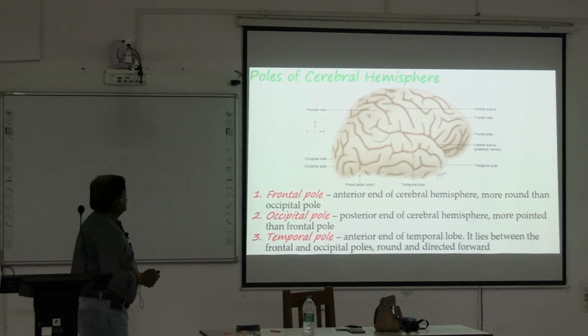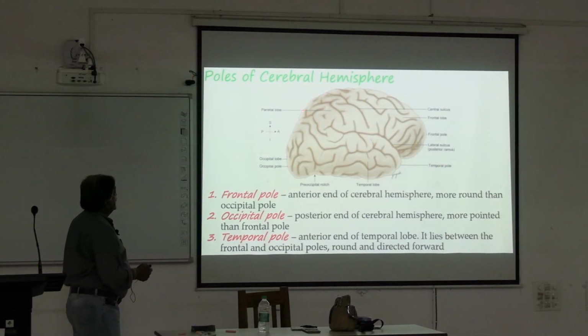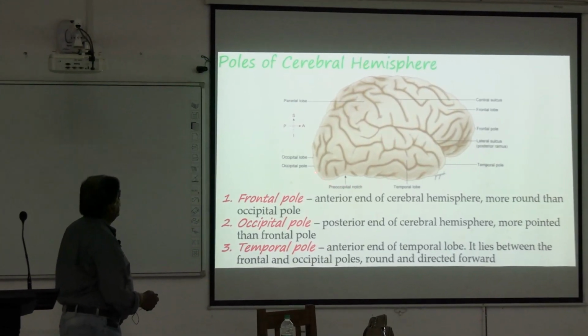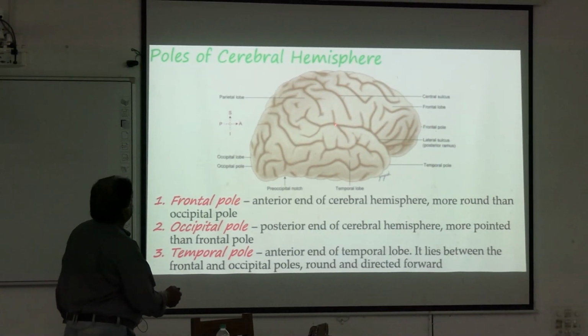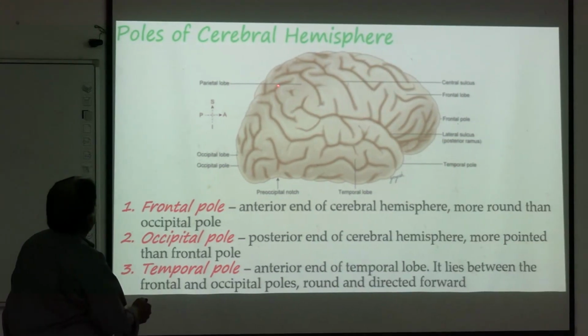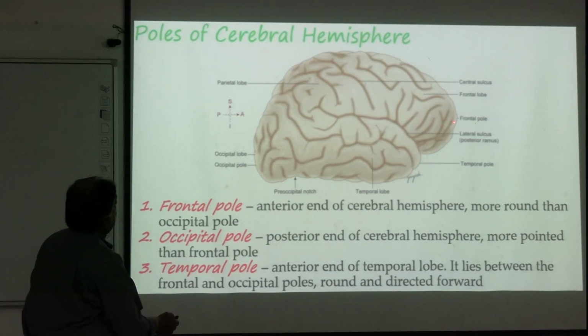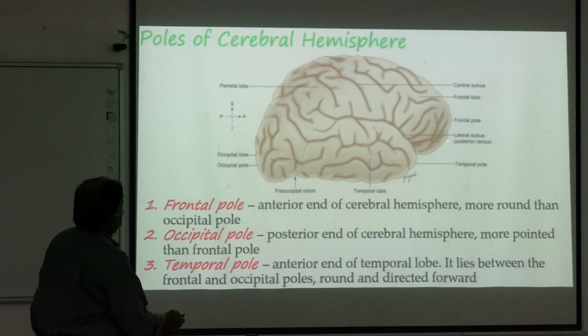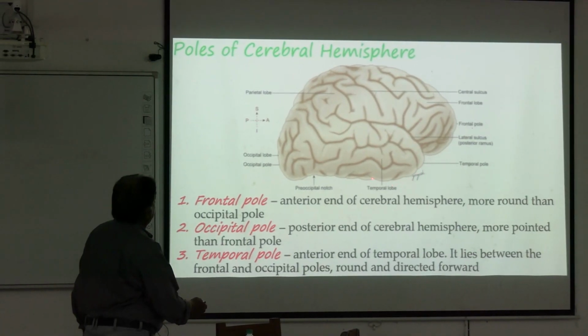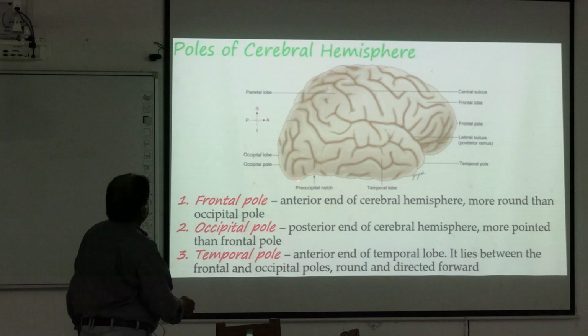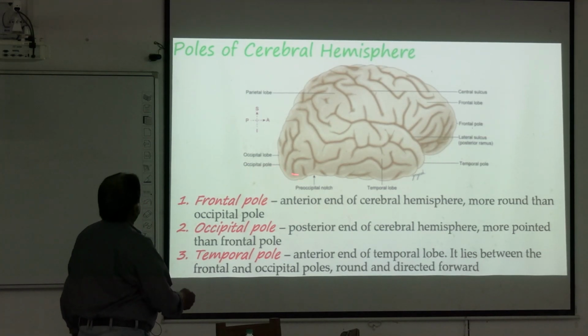Now, poles of the cerebral hemisphere. This is the brain. This is the central sulcus, parietal lobe, frontal pole, lateral sulcus. This is the lateral sulcus. This is the temporal lobe, and temporal lobe here. The pre-occipital notch, occipital pole, occipital lobe.